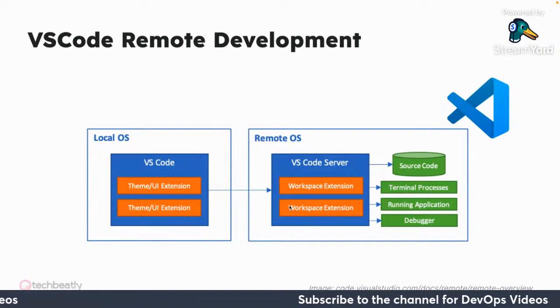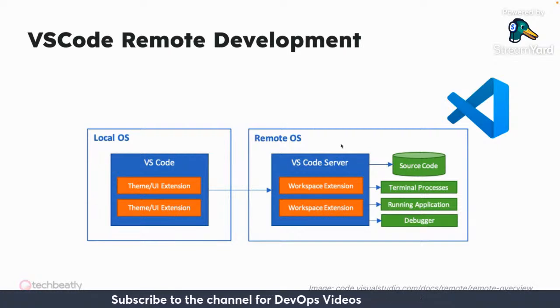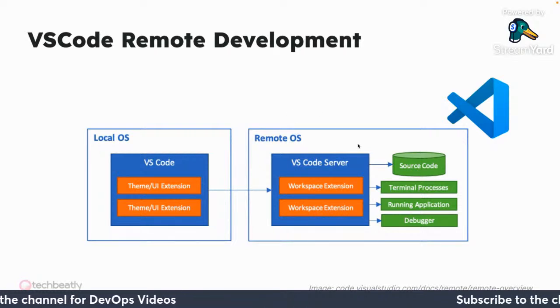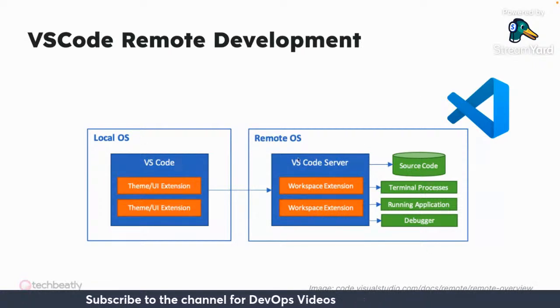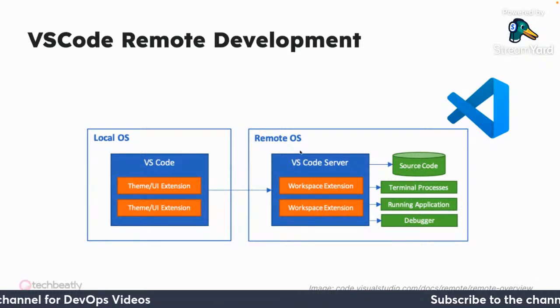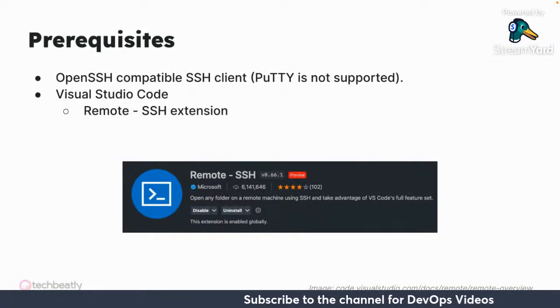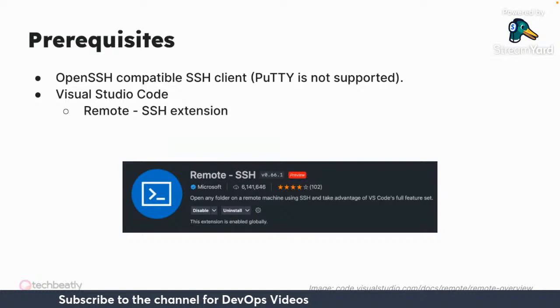If you are connected, then it will be easy. If you have a disconnected setup, like if your remote OS cannot reach the internet, then you have to do something else. Of course, that you can check in the documentation. So this is the setup: you have the local operating system, and the remote OS we are talking about, here in this case, is Ansible. Now we have some prerequisites. One is an OpenSSH compatible SSH client.